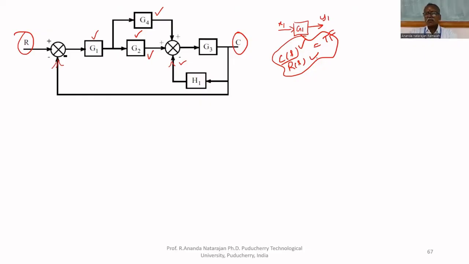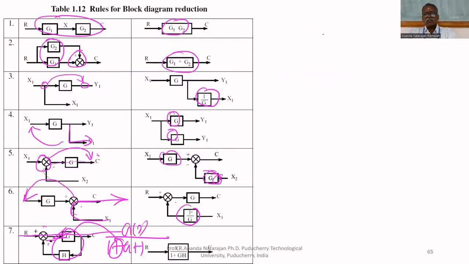For that, 7 rules are there. Already we have seen 2 rules. The 7 rules today we'll see. The first rule, we'll see the first rule.